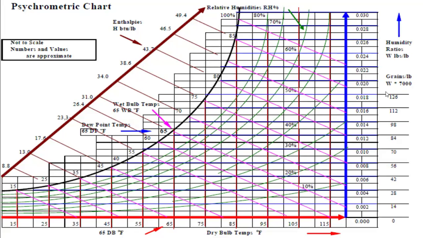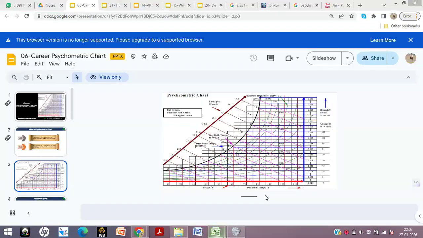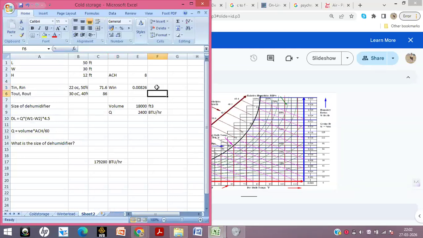So 56, if you do 0.008 times 7,000, let me show you once again, just for an example. What you got is 57.82. Is it this much? 57.82. Yes, sir. Yes, so it's the same.